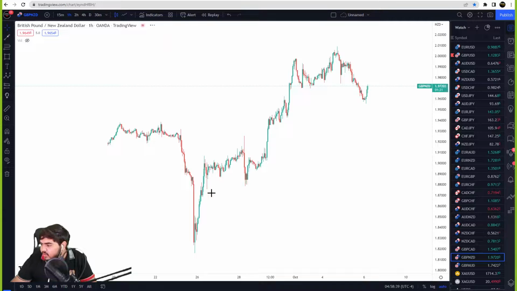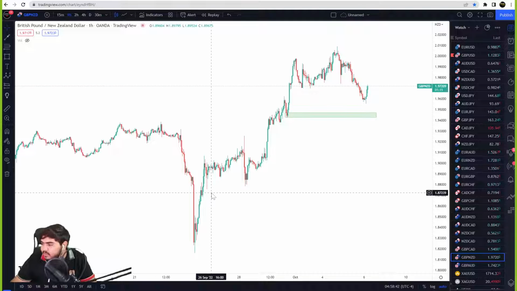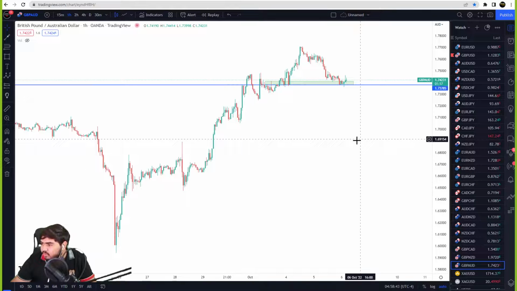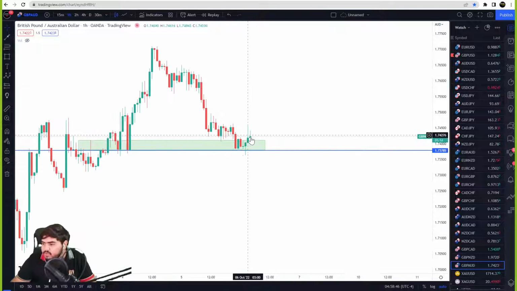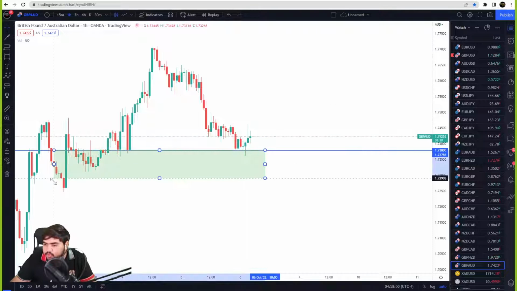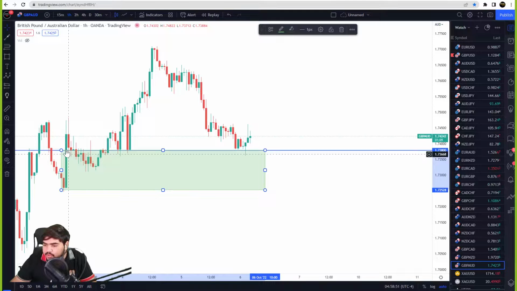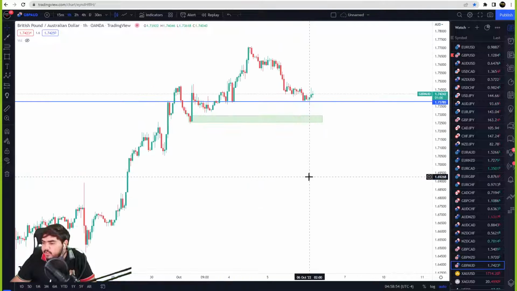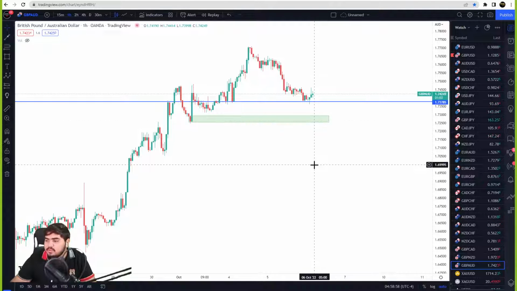There's nothing on GBP CAD. GBP NZD, GBP AUD. GBP AUD was on a good level, but so far it has already pushed higher. So if it comes lower to this area of support, then I would be interested in buys. What do you say, Asad? Yeah, definitely.